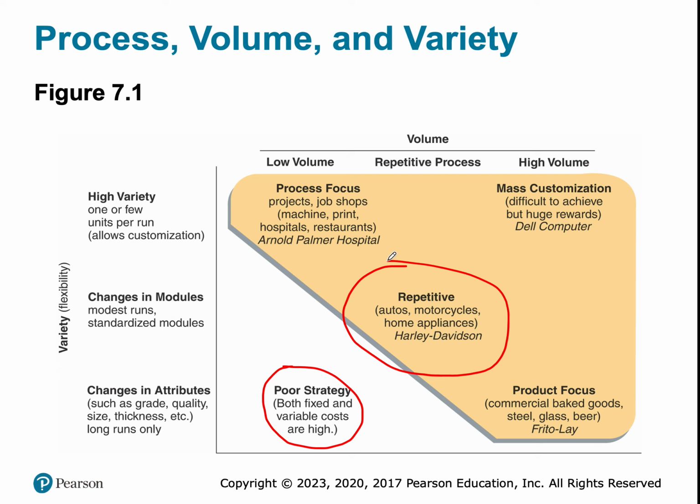Now, in the case of product focus, like commercial baked goods, steel, glass, beer, or Frito Lay, you focus on the volume. The volume is high, but the variety is low, because you're just manufacturing one thing and you try to perfect it and make more of it. So you make more volume because you mass produce.